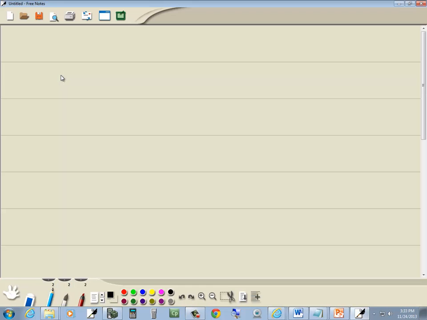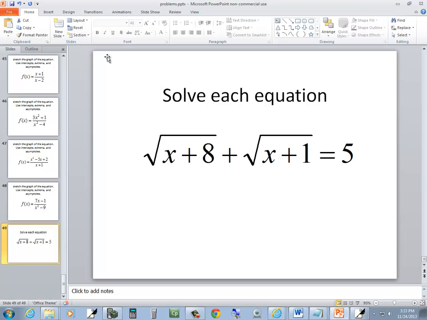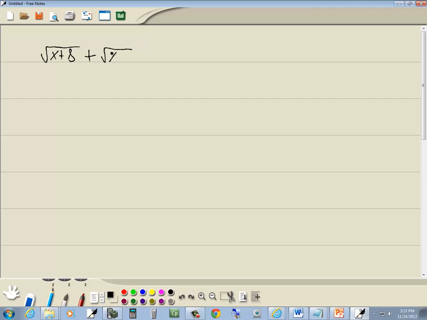Take a look at this problem. We've got square root of x plus 8 plus square root of x plus 1 is equal to 5. Step 1, get a radical by itself.